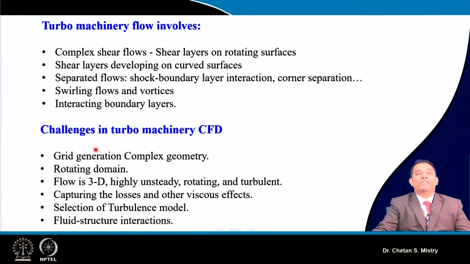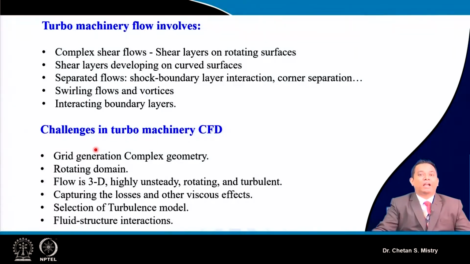Next, we have a rotating domain. My flow will be highly three-dimensional, unsteady, rotating, and it will have its own turbulence intensity. Capturing these losses under the viscous effect is challenging. On the selection of turbulence model, suppose we look at the flow over an aerofoil: at the initial stage the flow is laminar, then we have transition, and later it is fully turbulent flow. So we need to capture all this flow physics, and that is very challenging.